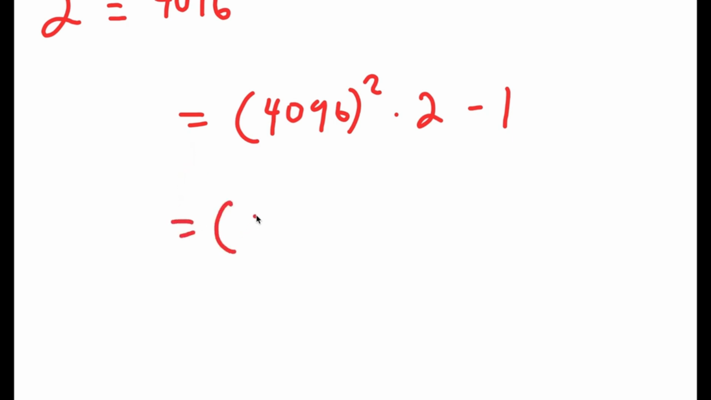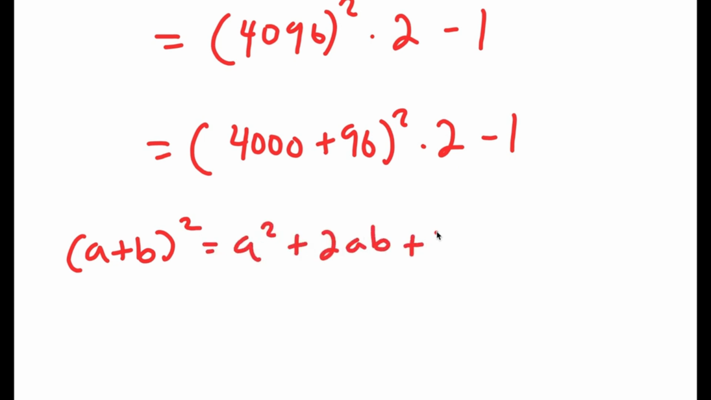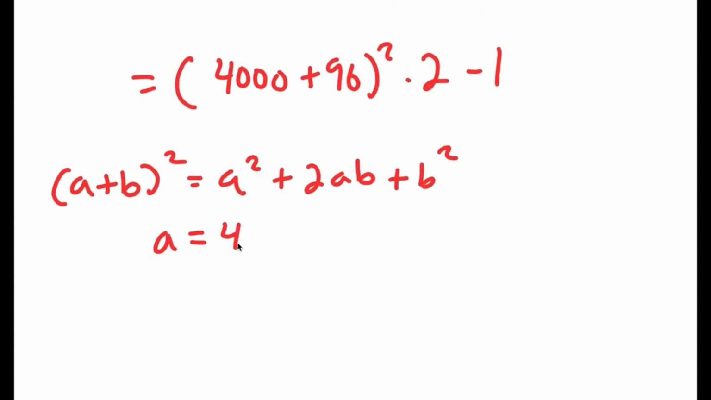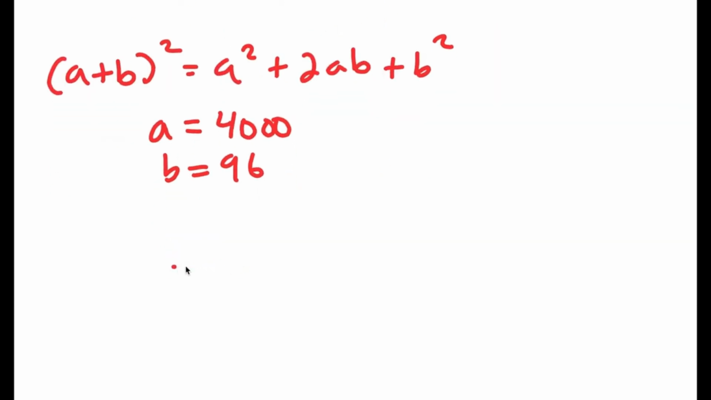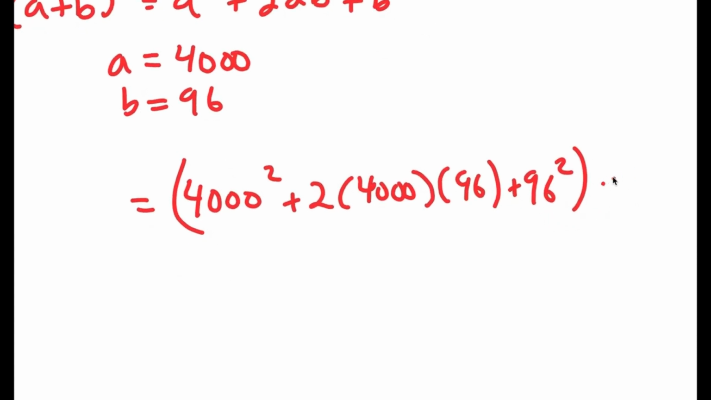And now this is equal to, I'm going to simplify this, 4000 plus 96 squared times 2 minus 1. And the reason I'm doing this is because 4096 squared is really hard to calculate by itself. So if we change it to 4000 plus 96 squared, I can use the property a plus b squared is equal to a squared plus 2ab plus b squared. So in this case, a is 4000 and b is 96. So this turns into 4000 squared plus 2 times 4000 times 96 plus 96 squared. And I have all of this minus 1. Oh, sorry, all of this times 2 minus 1.